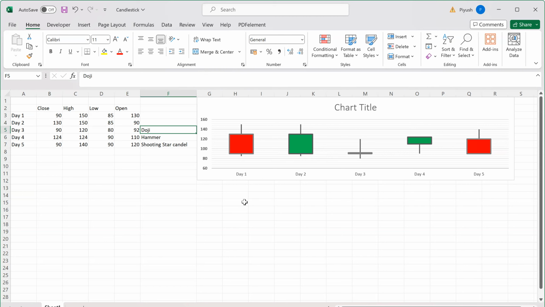However, during the day there was a fight between the bulls and the bears. Bears were trying to bring the stock price down, and bulls were trying to pull it up till 120, but then bears again pushed it back below, and hence this kind of candle is formed where opening and closing are very close to each other, right? This is called a doji candle.